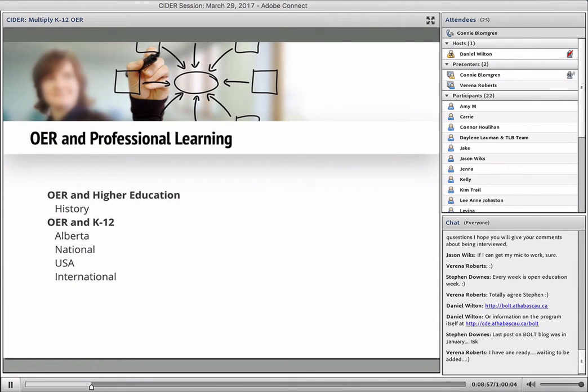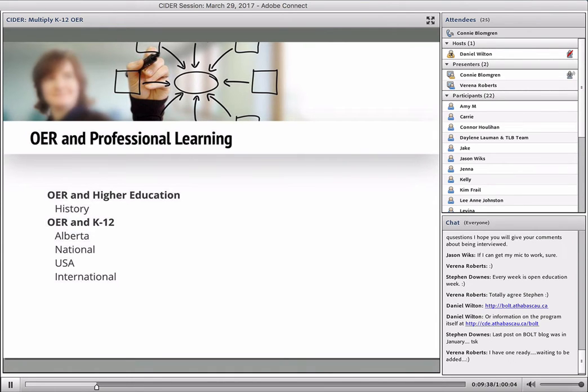So the history of OER and professional learning: OER has a strong connection to higher education, but OER in K-12 within a provincial Alberta focus or a national focus, this is what I mean, is that when I went to try and find resources to help populate the curriculum redesign of Bolt 676, I found that it was very difficult to find content to support teachers in understanding what are OER. And it's not just making them, it's about why would you bother spending that time and what are the benefits.